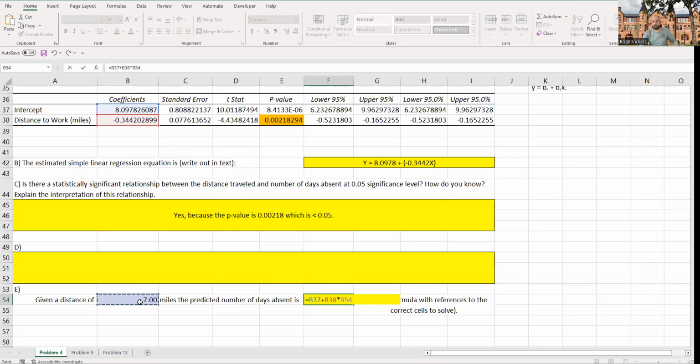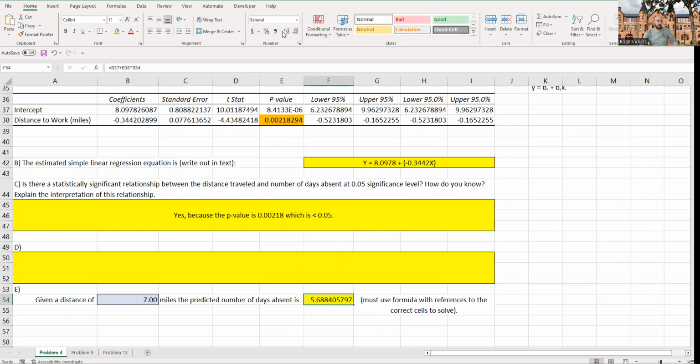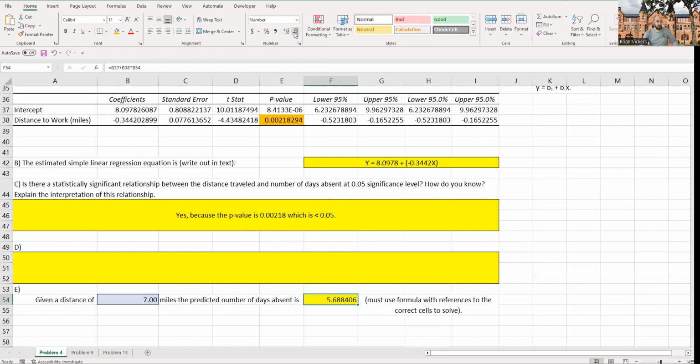So whatever value I have for x, just write it down somewhere in a cell. I've given you a spot to do that, but if you're ever doing it again, write it down somewhere and then just hit enter. The number is set to currency, not to general. So the number of days absent is predicted to be 5.69 days, right?